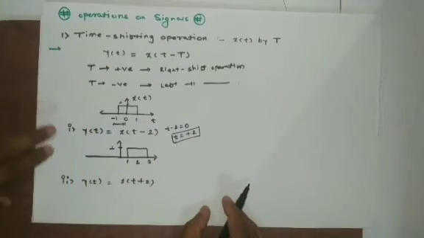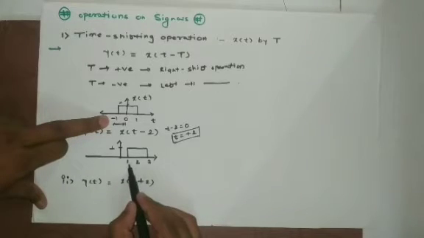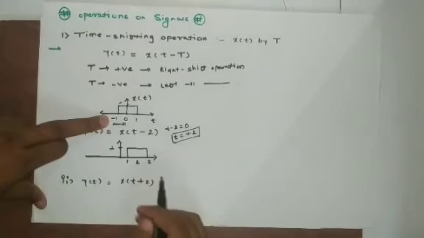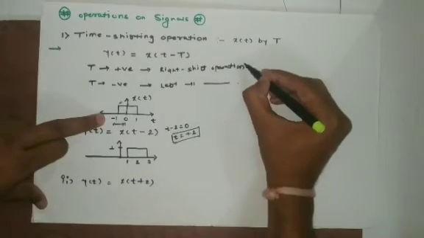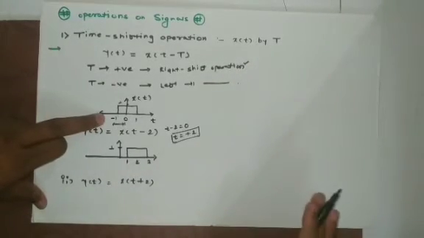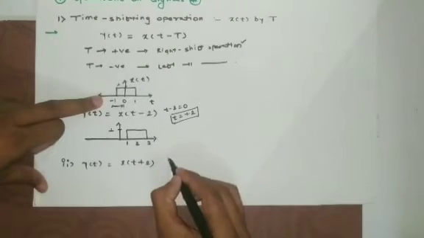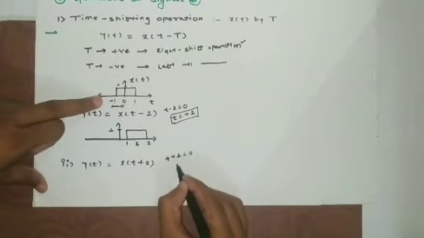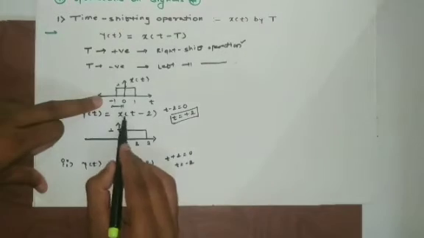Now if you compare this signal, here the signal was starting from -1, it is starting from +1. That means it is shifted by 2 units towards the right side, and such operations are called right shift operations. Similarly, if I take this particular example, I equate t plus 2 as 0, and we get t equal to -2. We have to add -2 to the input signal.